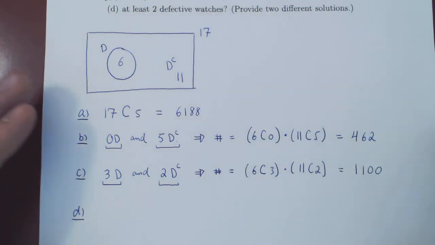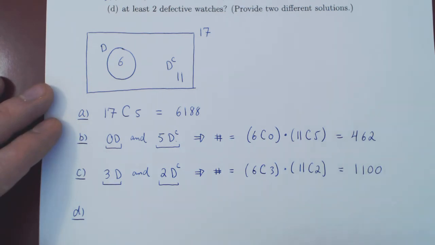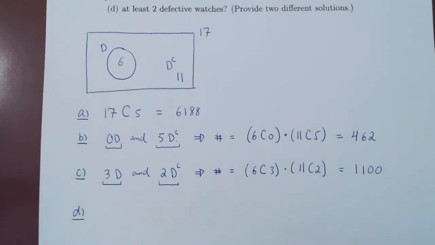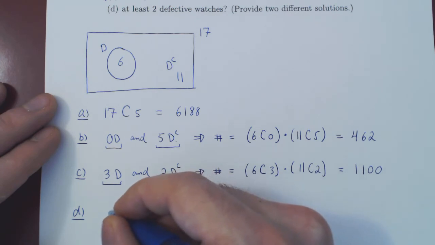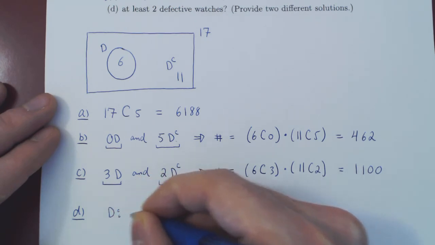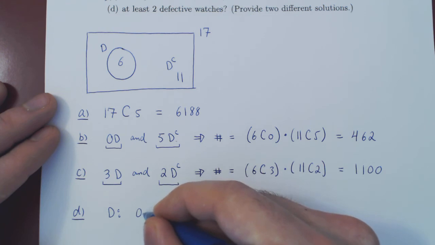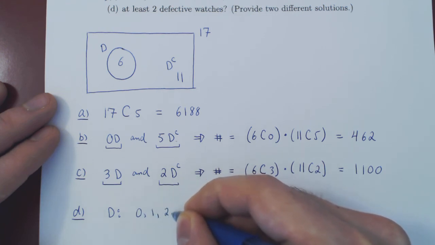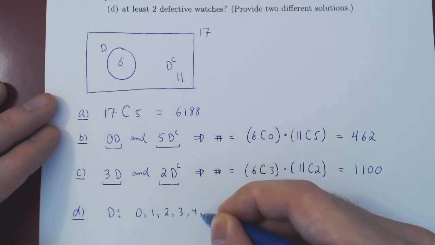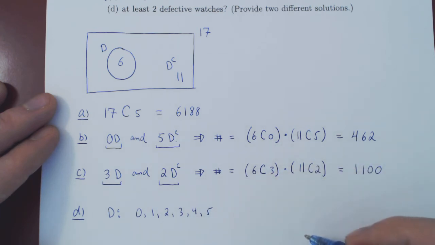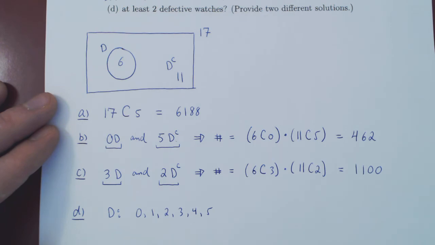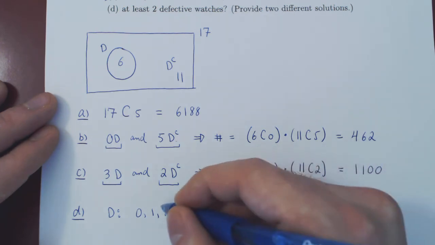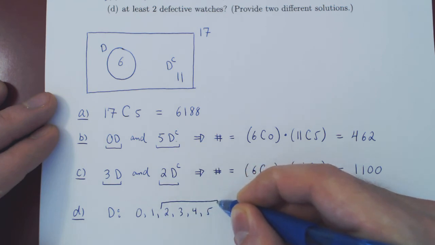Well, what does that mean? Let's start with looking at the total number of possibilities. We are selecting 5 watches. There are 6 in total that are defective, so for the number of defective watches in our selection, we could have 0, or 1, or 2, or 3, or 4, or 5 defective. Our event here is at least 2 are defective. So 2 or more, so 2, 3, 4, or 5.